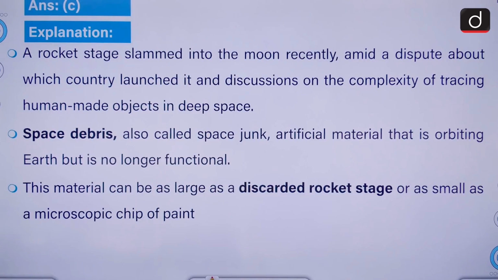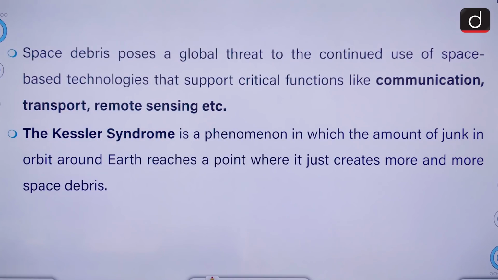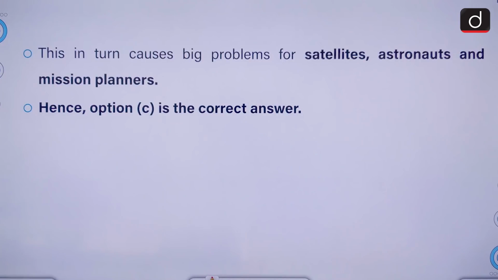Space debris, also called space junk, is artificial material, many pieces not just one, that is orbiting Earth but is no longer functional. The material can be as large as a discarded rocket stage or as small as a microscopic chip of paint. Space debris poses a global threat to the continued use of space-based technology that supports critical functions like communication, transport, remote sensing. The Kessler syndrome is a phenomenon in which the amount of junk in orbit around Earth reaches a point where it just creates more and more space debris. This in turn causes big problems for satellites, astronauts, and mission planners.